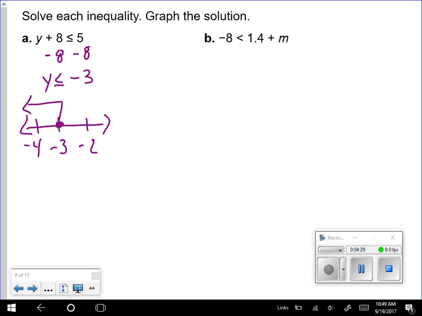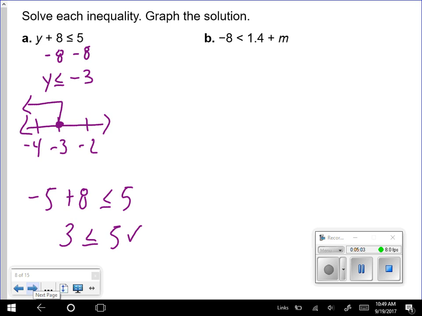So I could check this. I could pick any number that is less than -3. So let's say -5 plus 8 should be less than or equal to 5. This would be 3 is less than or equal to 5. That's good. Go ahead and try letter B. But make sure that you're aware that the m is on the right side of this inequality, so you might have to switch that around to make sure you graph it correctly.